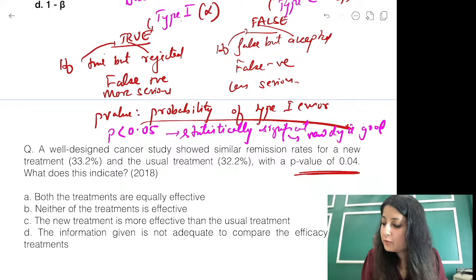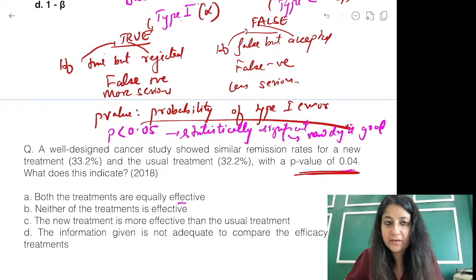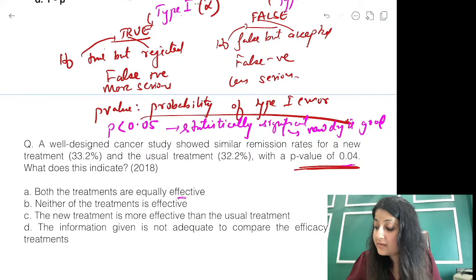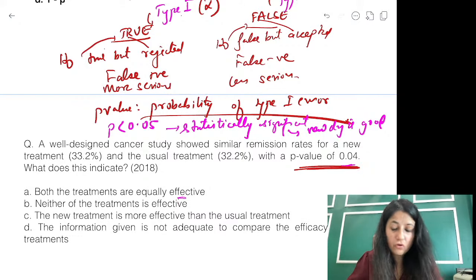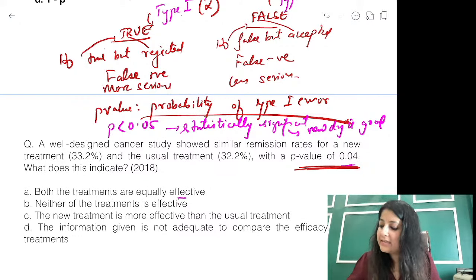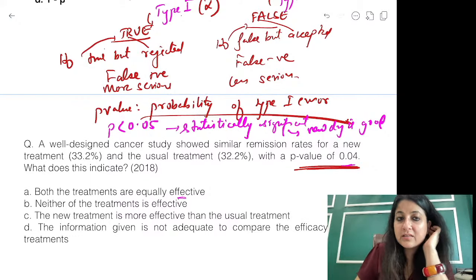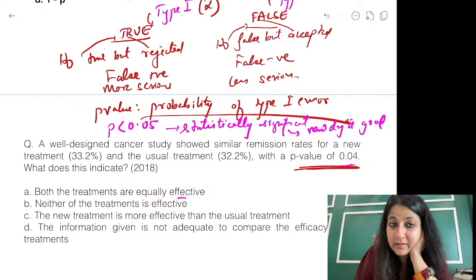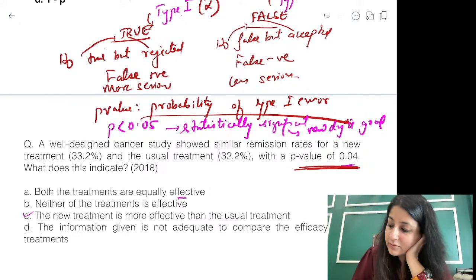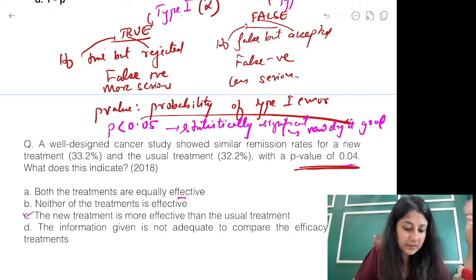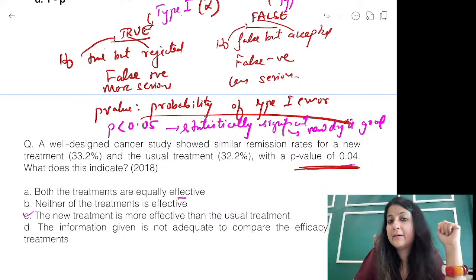So what P value did you get here? 0.04. Both the treatments are equally effective. Neither of the treatments is effective. The new treatment is more effective than the usual treatment. Information given is not this. What is the alternate hypothesis? The new drug is better than the existing drug. So what will we say? The new treatment is more effective than the usual treatment.